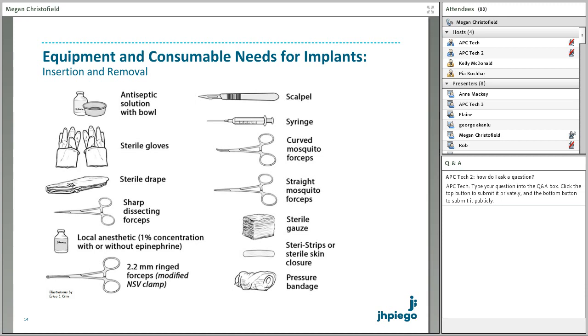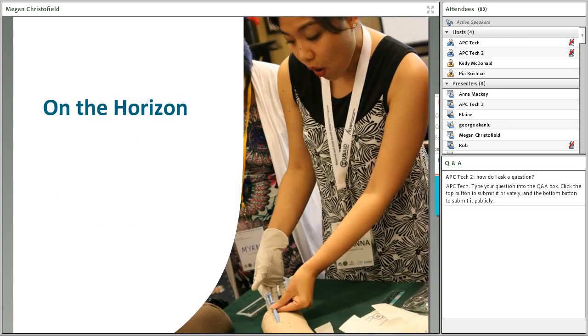On the slide here are all of the required equipment and consumables necessary for implant insertion and removal. Of note, the forceps are only needed for removal. So we have job aids like the one from which these illustrations were pulled and other materials to support LARC capacity building, and those can be found in the new Providing LARCs Learning Resource Package available on K4Health.